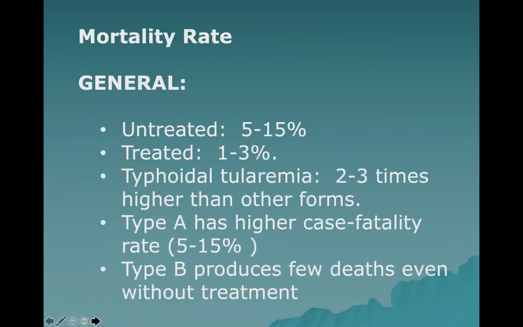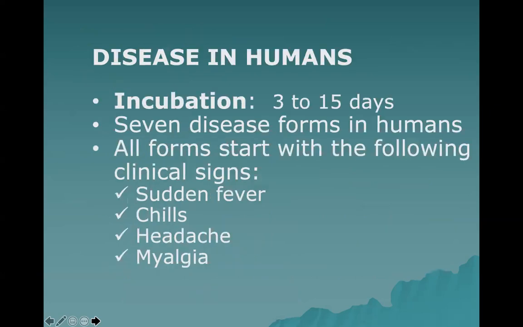Mortality rate generally, when untreated, is 5 to 15%, when treated 1 to 3%. Typhoidal tularemia is 2 to 3 times higher than other forms. The type A, which is subspecies tularensis, has higher case fatality. Type B produces only few deaths even without treatment. In humans, there is a 3 to 15 days incubation period.